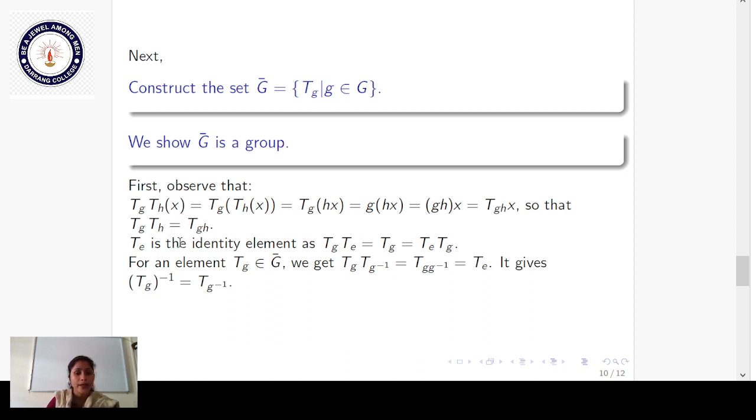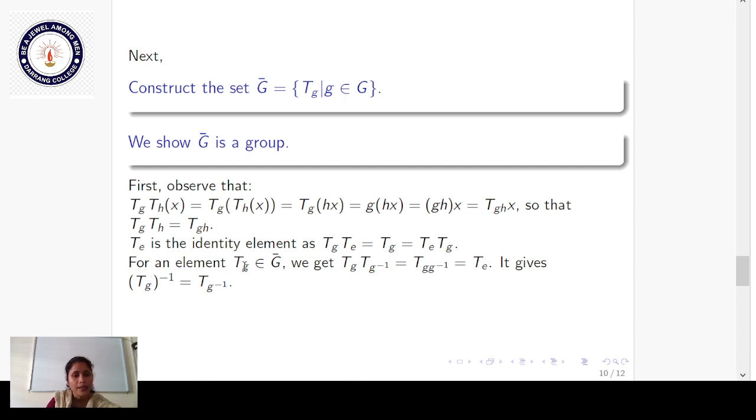Now, what will be the identity element of this group? As G contains the identity, consider the permutation corresponding to the identity element, Te, as per our notation. What happens when we take the composition of Te with any other element Tg from this collection? Te Tg, by the product composition of functions, gives us Teg, which is Tg, and similarly Tg Te equals Tg. So this permutation Te, corresponding to the identity element of G, is the identity element of this set, G bar.